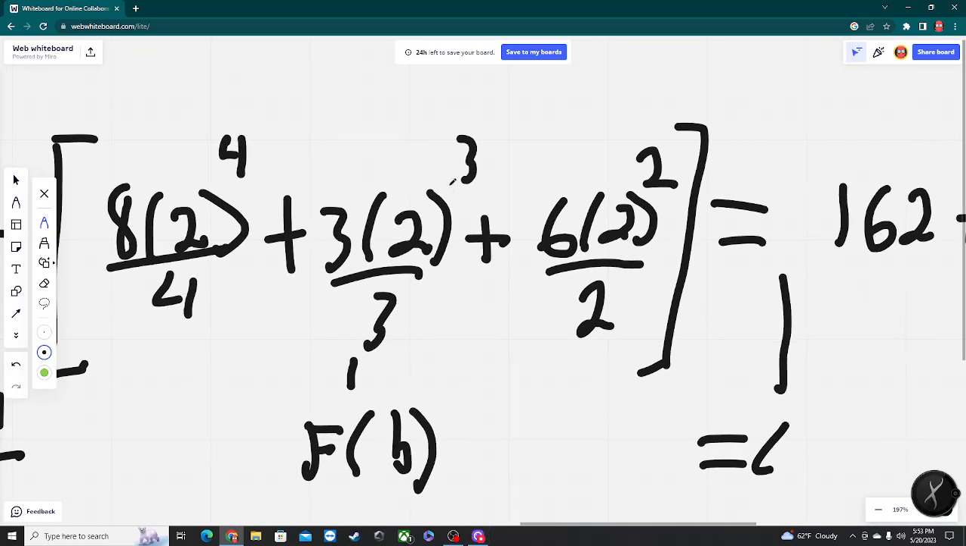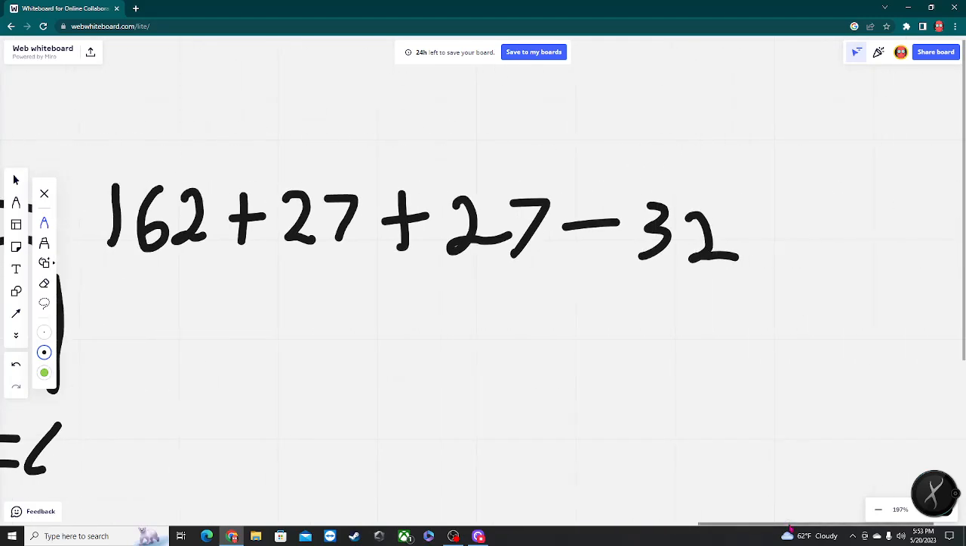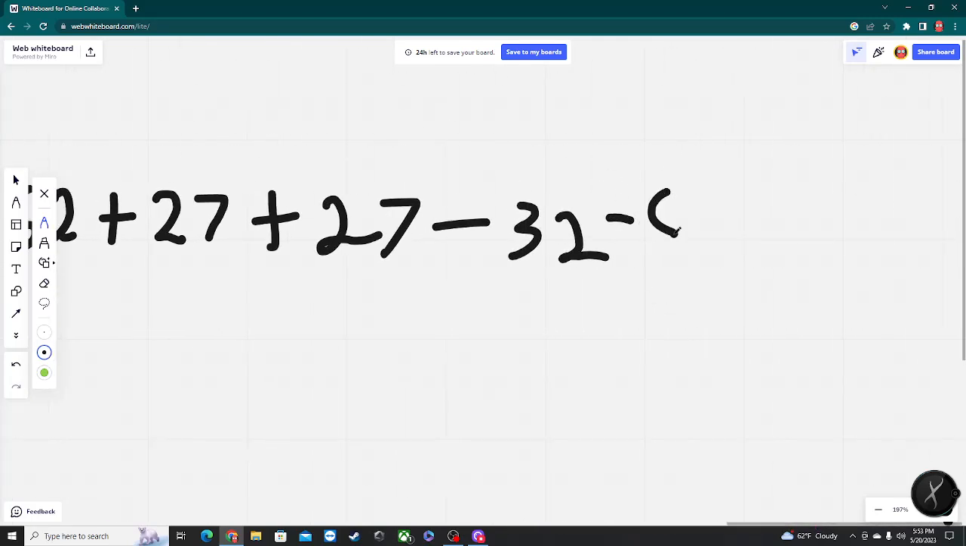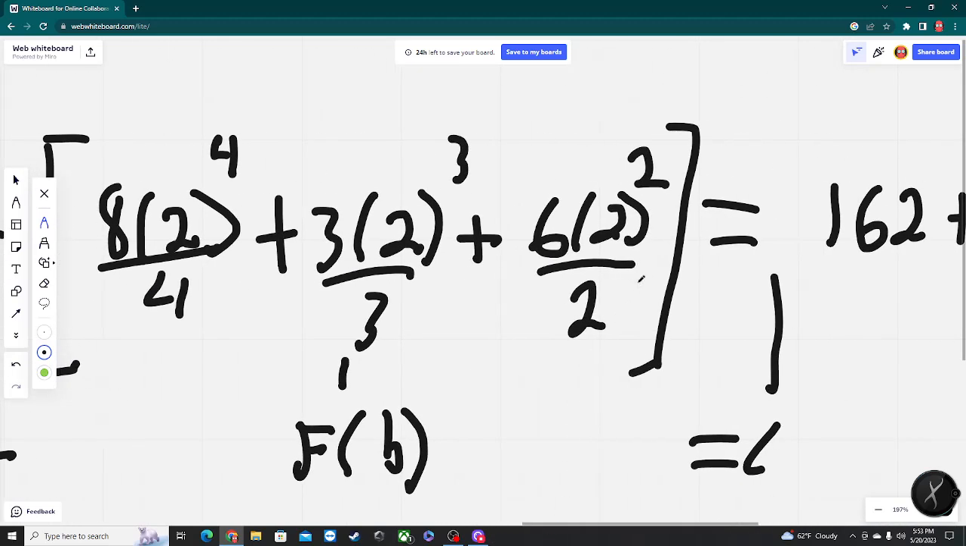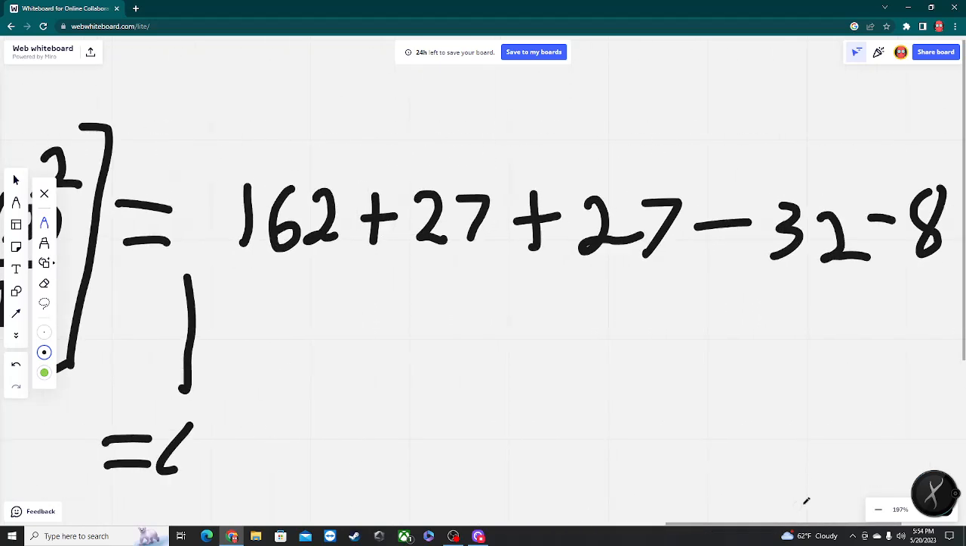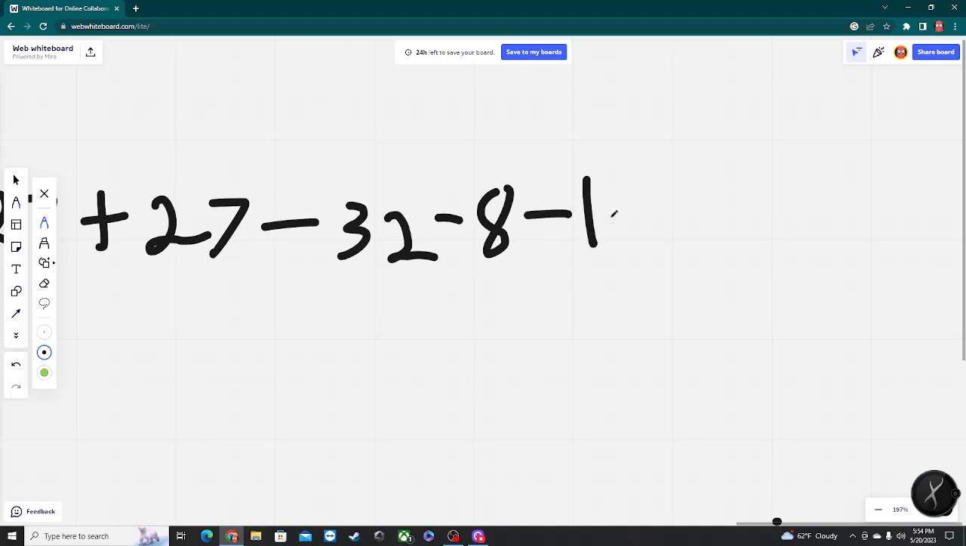Now we have 2 to the 3rd, it's 8. 8 times 3, 24. 24 over 3, that's 8. Minus 8. Now we have 2 to the 2nd, that's 4. 4 times 6, 24. 24 over 2, it's 12, so minus 12. And then this whole thing will equal our answer of C.